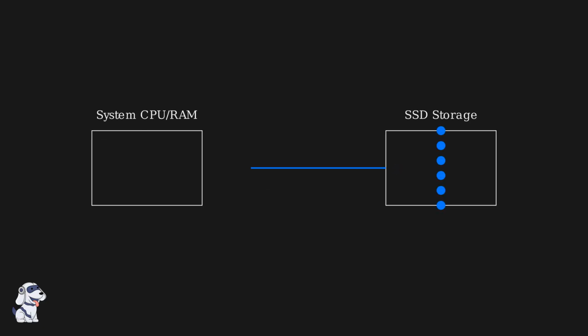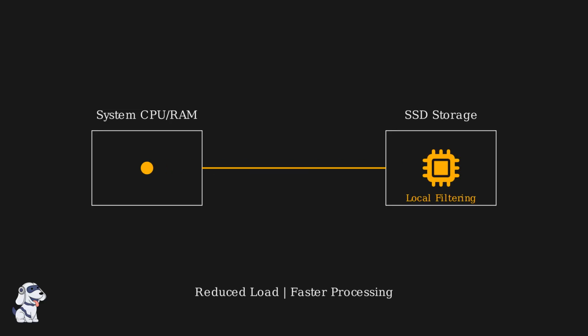Traditionally, to search or filter information, an SSD must send massive amounts of data across the interface to the main system CPU. This constant data movement creates a major performance bottleneck. Computational storage solves this by making the SSD smarter. By integrating a dedicated processing unit directly on the drive, the SSD can filter data locally. Only the relevant results are sent to the CPU.